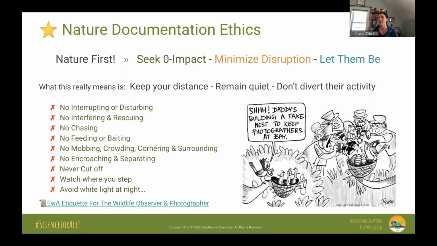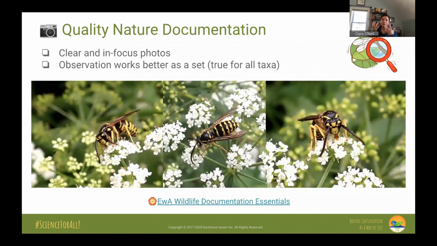So this is my little thing about ethics. And now let's look at how to do good quality documentation.